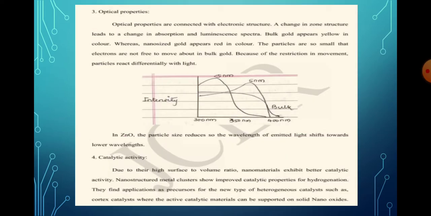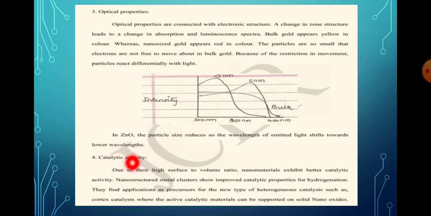Next, optical properties. Optical properties are connected with electronic structures. A change in the band structure leads to absorption and luminescence spectra. So gold appears yellow in color, whereas nano gold appears red in color, because it interacts differently with light. Here the diagram is given. This is optical properties.